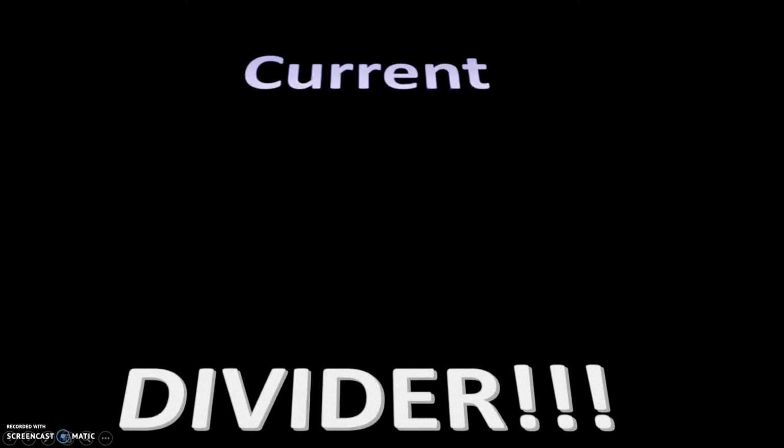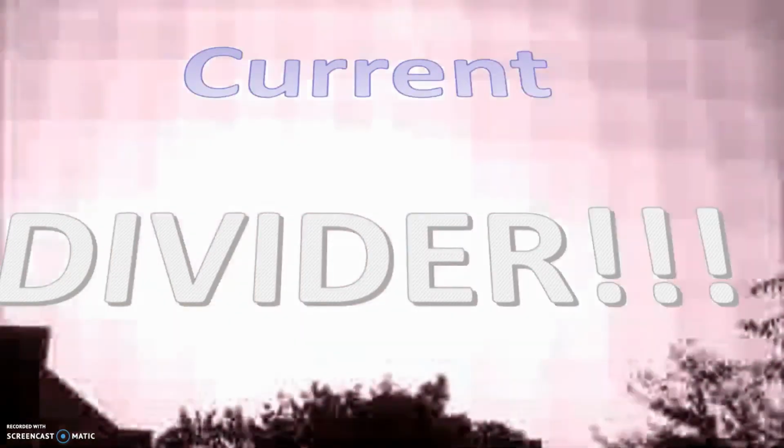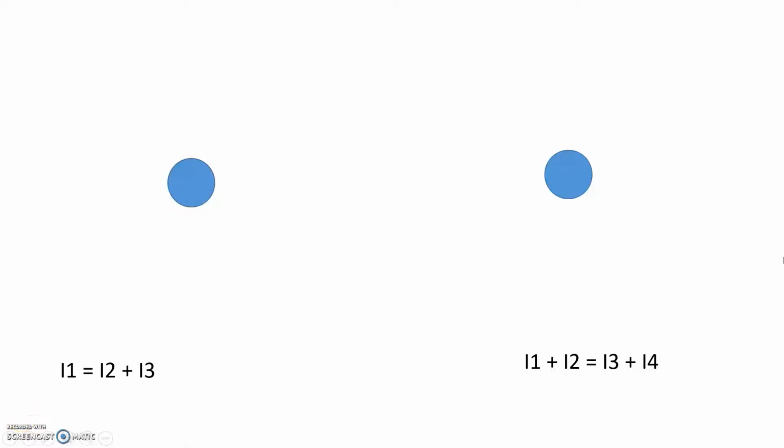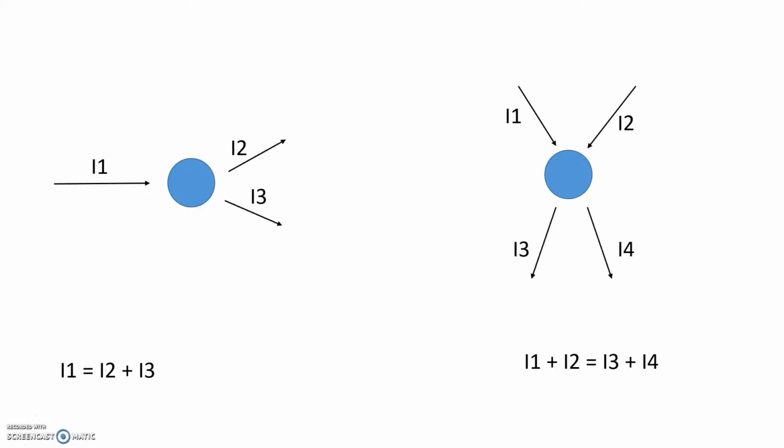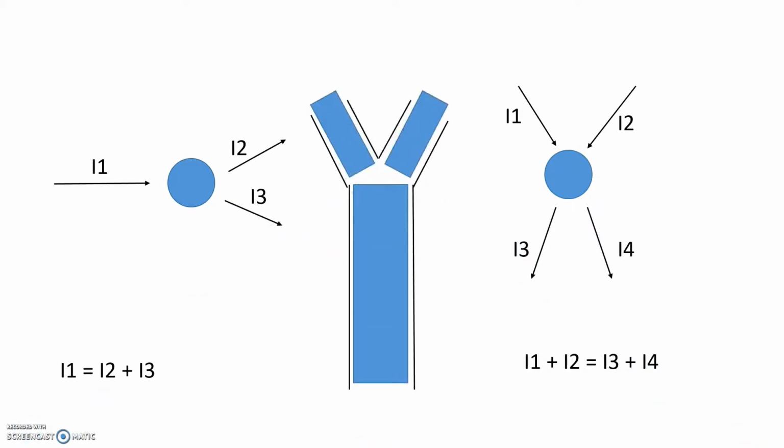Current divider. The idea of the current divider is that the sum of the current entering the node is equal to the sum of the current leaving the node. This results in something like when water flows from one pipe into two other pipes.